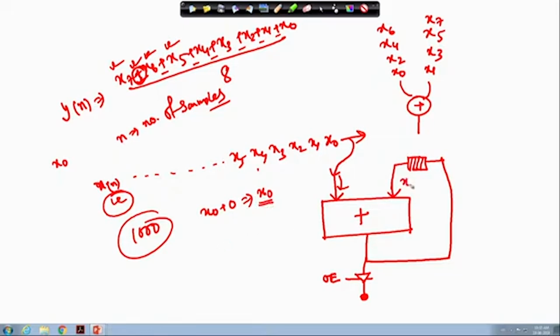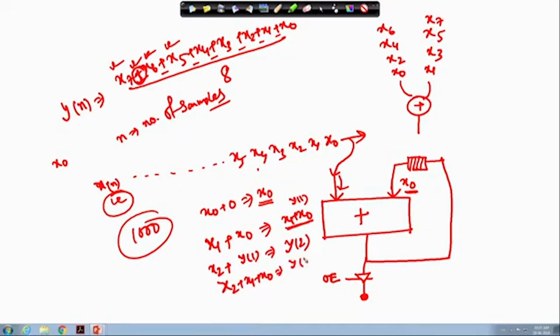Now x0 is coming over here, and the next sample is available here. So now I do x0 plus x1. The output is x1 plus x0, available at this register. In the next cycle x2 is available, and x2 will be added with y1, giving y2, which is nothing but x2 plus x1 plus x0.